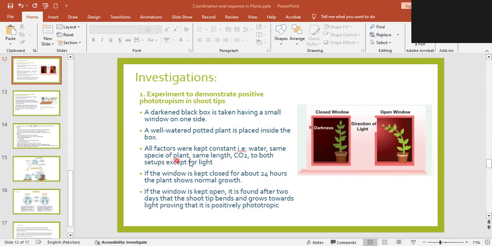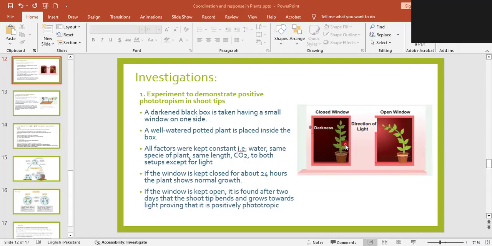For example, water, same species of the plant, same length, even the carbon dioxide are the same for both setups except for the light, because you're studying the light. This is the only factor which you will change. If the window is kept closed for 24 hours, the plant shows normal growth. You know the oxygen works in a shaded area, so it doesn't mean the plant will not grow in the darkness. It will grow in the darkness.